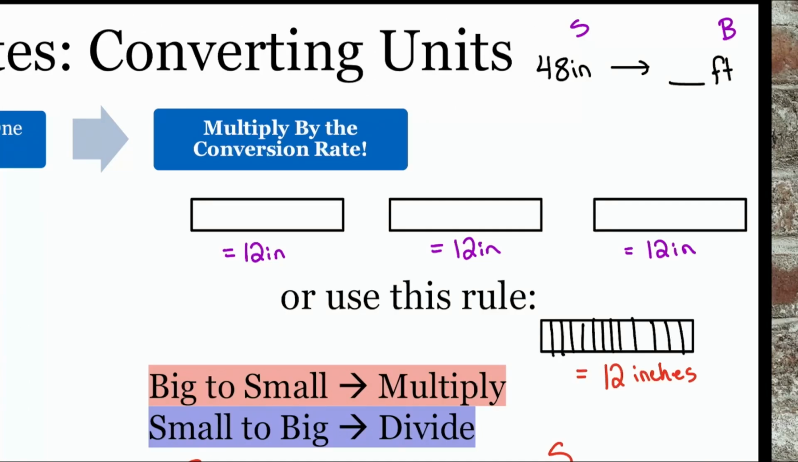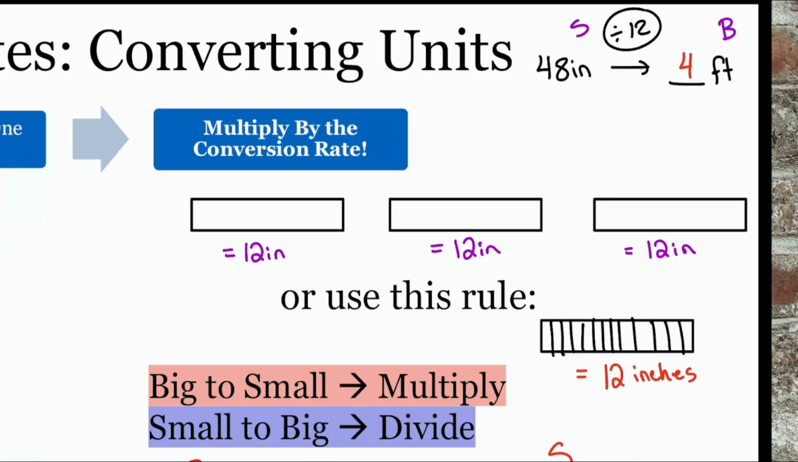With these 48 inches, we know that every 12 inches is a foot. So we're going to find out how many groups of 12 I can make. How many groups you can make translates to division. Making how many groups out of a big total, that is division. So in this case, we would divide by 12. And 48 divided by 12 is going to be 4 feet.